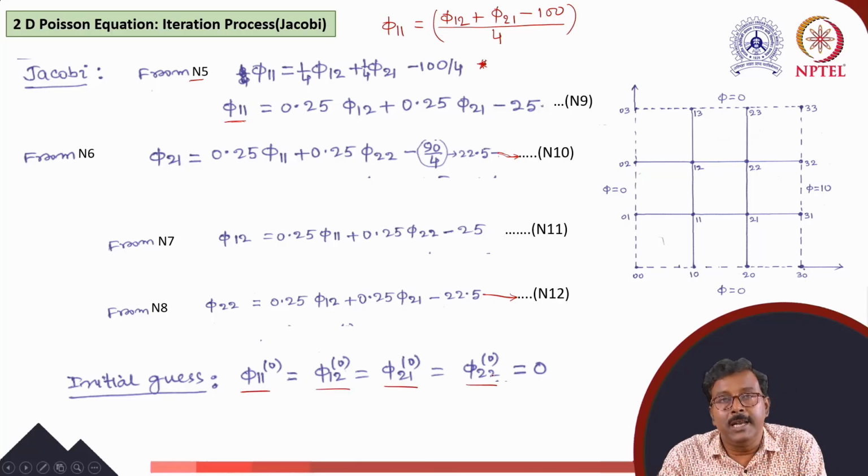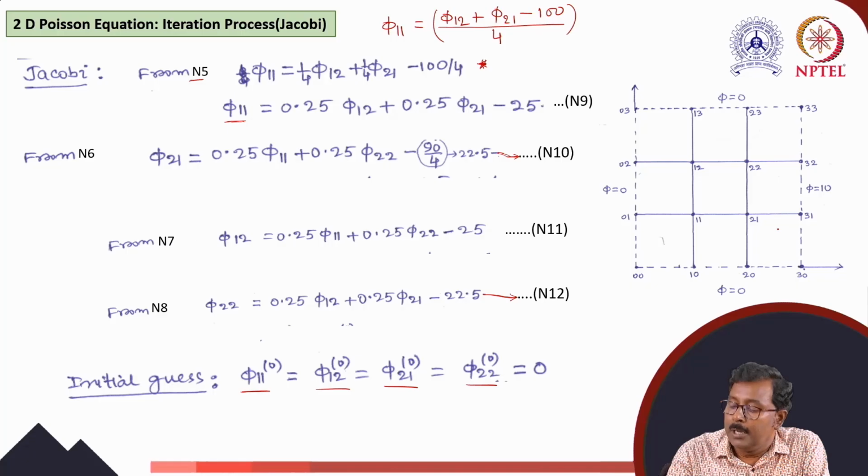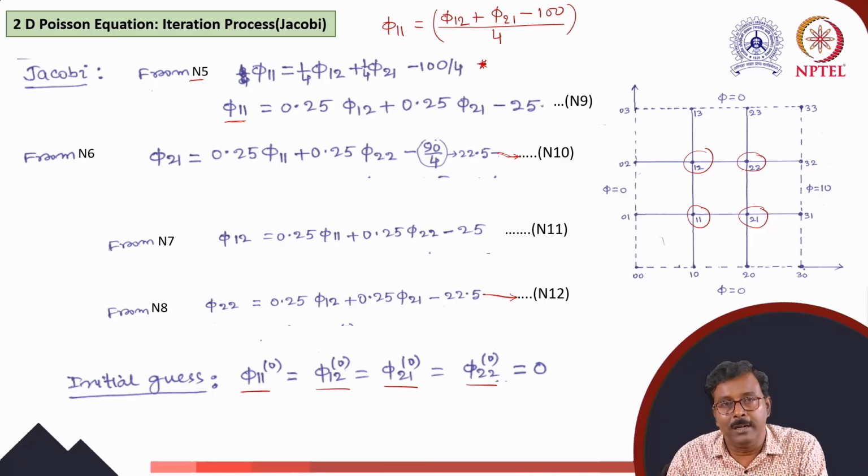Initial guess of these interior values, because boundary values are not required, boundary conditions are given. We have already put the boundary condition. So initial guess for these 4 nodes, let us take 0. Maybe a wrong guess, but you can start with 0. You may start with 5, you may start with 10, it doesn't matter. But let us take 0. 0 is very conventional if people take the initial guess.